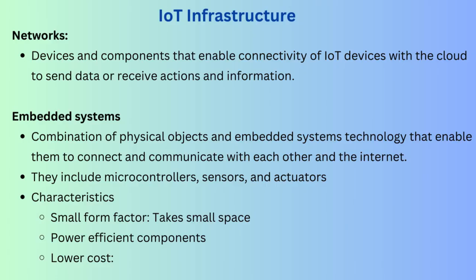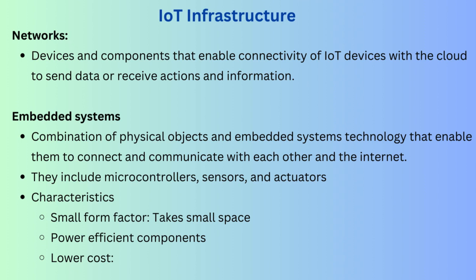And the second component is the network. Networks are devices and components that enable connectivity of IoT devices with the cloud to send data or receive actions and information. Commonly used networks are Wi-Fi, Bluetooth, Zigbee, and Ethernet. An appropriate router must be used to connect the network to the internet to transmit data. And then the third component is the embedded system.